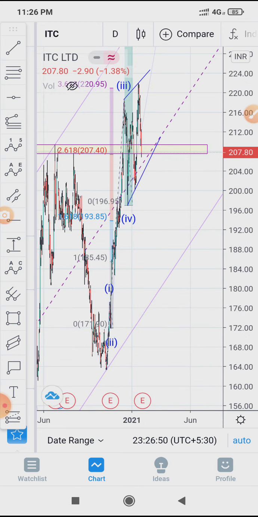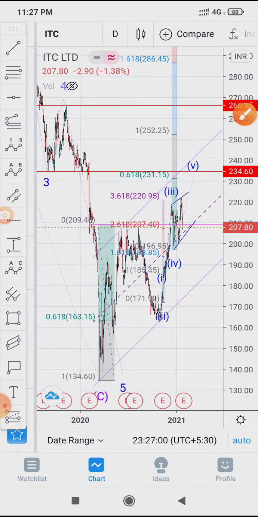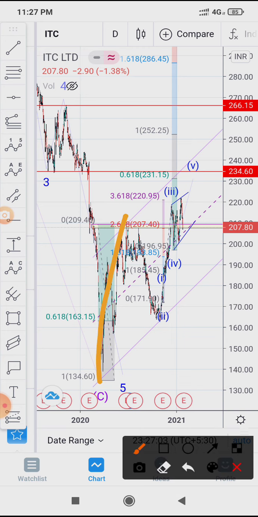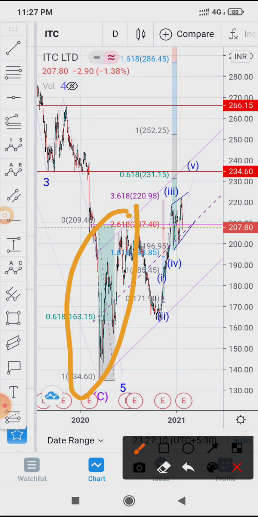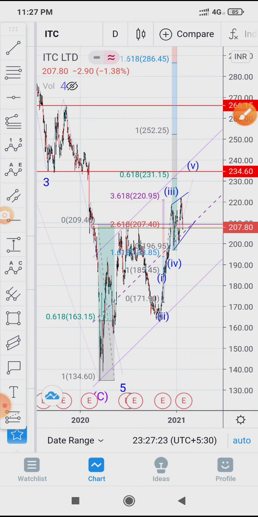So here you would see that after the fall to this level, the stock has retraced, sorry, the stock has come up in this move. When I plot the Fibonacci on this high and this low, I would see that again it has respected the 0.618 level and moved up from there. So that is another confirmation that it is respecting the 0.618 level.